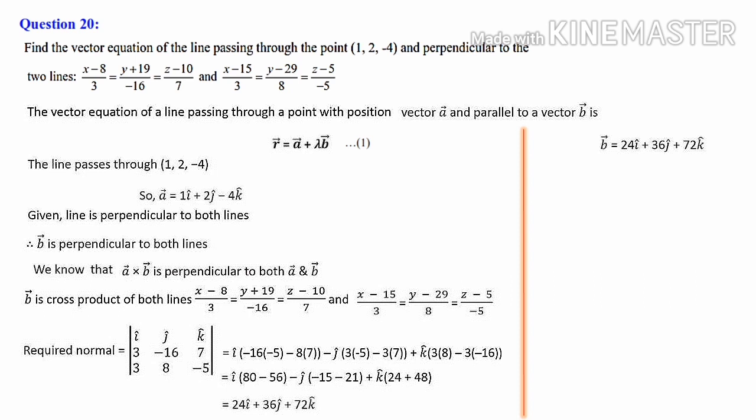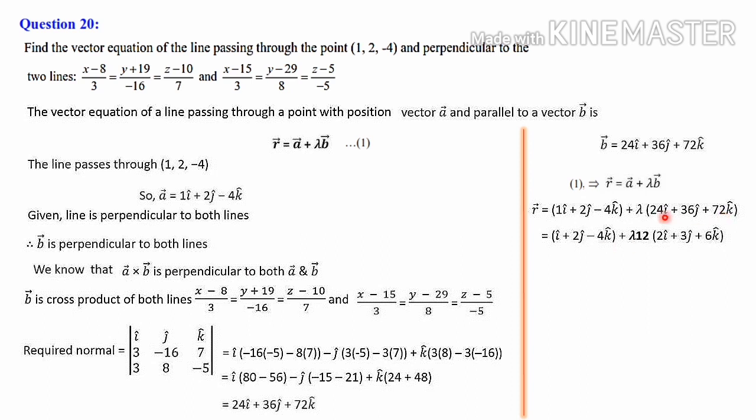Now vector B, we have got vector B is 24 i cap plus 36 j cap plus 72 k cap. Let's substitute it in equation number 1. We have got both vector A and vector B. So vector A is 1i plus 2j minus 4k cap plus lambda into 24i cap plus 36j cap plus 72k cap. Then from here, first one is as it is.